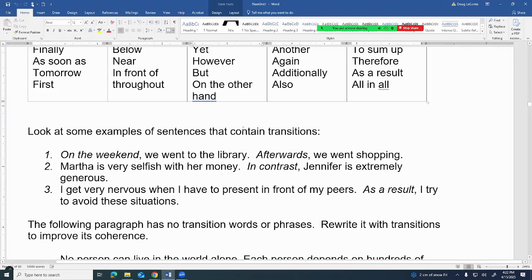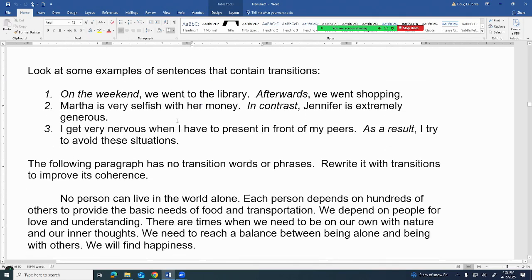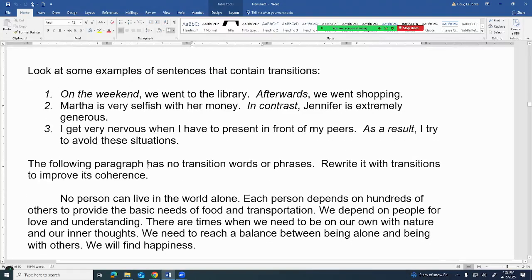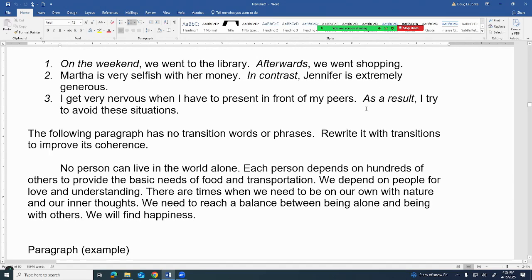Right, so here are some examples that contain transitions. On the weekend, we went to the library. Afterwards, we went shopping. Okay, so we're telling you what we did on the weekend and then afterwards. Martha is very selfish with her money. In contrast, right, so we're comparing Martha and Jennifer. In contrast, Jennifer is extremely generous.